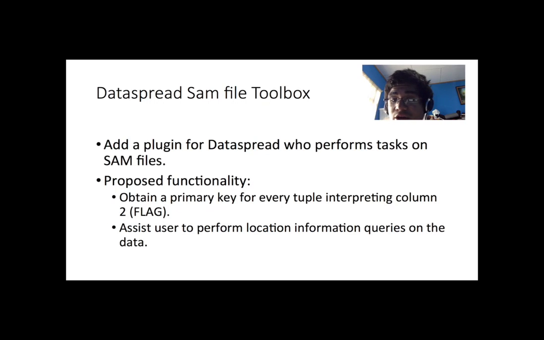Now we move to our second proposed solution, that is to create a SAM file toolbox. So that toolbox will have two main functionalities. Number one will be to obtain a primary key for every tuple, interpreting the second column in the SAM file. And number two will be to assist to perform location information queries on the data.